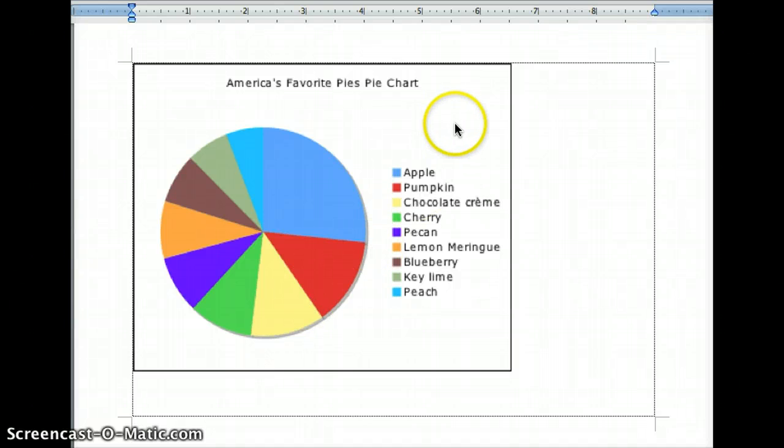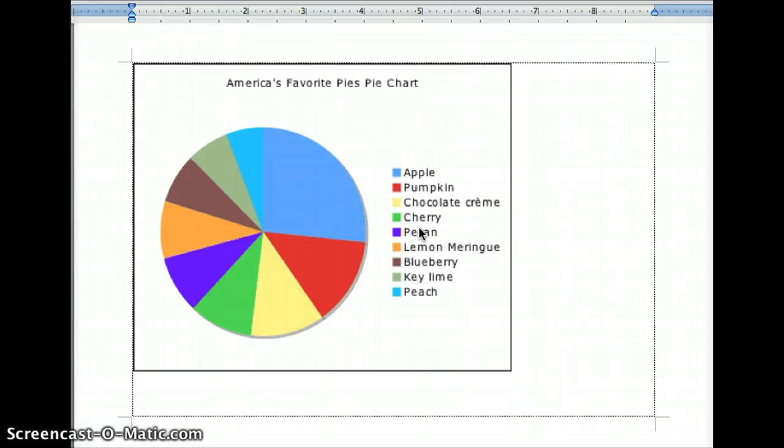So what we have here is America's Favorite Pies pie chart. This is exactly the first thing you want to do when you're looking at a pie graph: look at the title. The title is going to tell you the purpose of the pie chart or pie graph. The second thing you want to do is to look at the key, or the different colors within the pie graph. Each of these colors is going to represent a different pie, while in your case each color is going to represent a different religion.